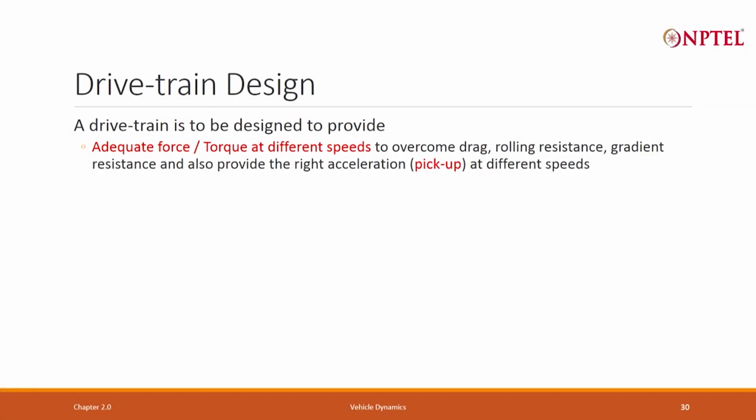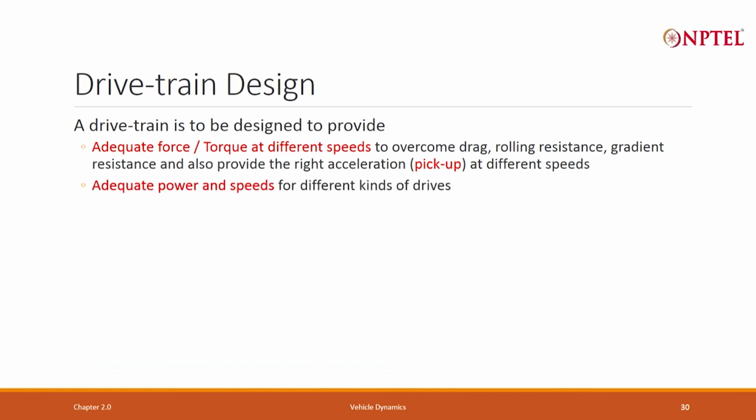So, I think I come to a very important part. A drivetrain is to be designed to provide adequate force and torque. Force and torque are very important at different speeds, to overcome drag, rolling resistance, gradient resistance, and also provide the right acceleration pickup. If you can't have sufficient torque, you can't speed up, you can't go up the gradient. Torque plays a very important role.